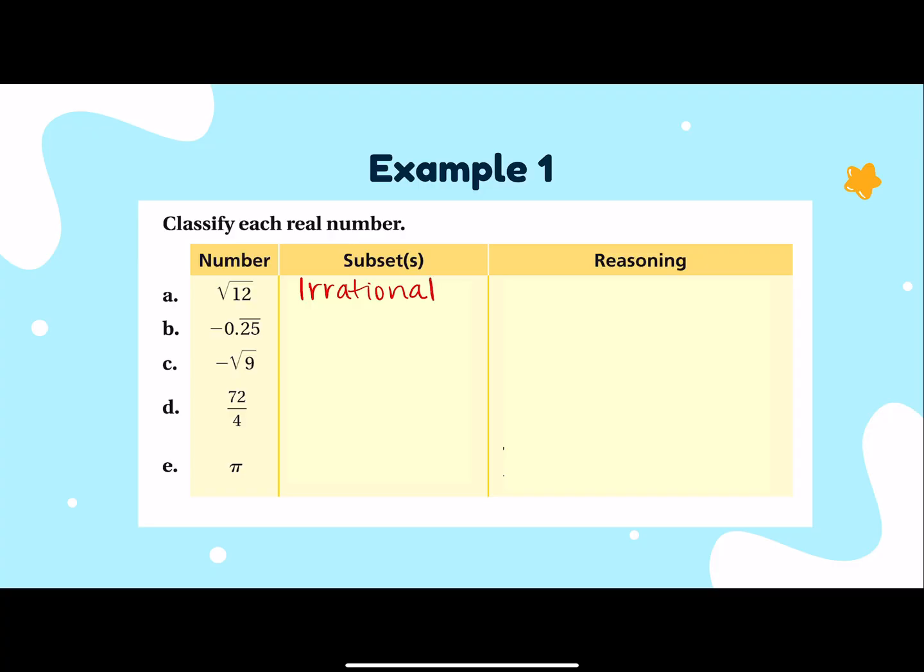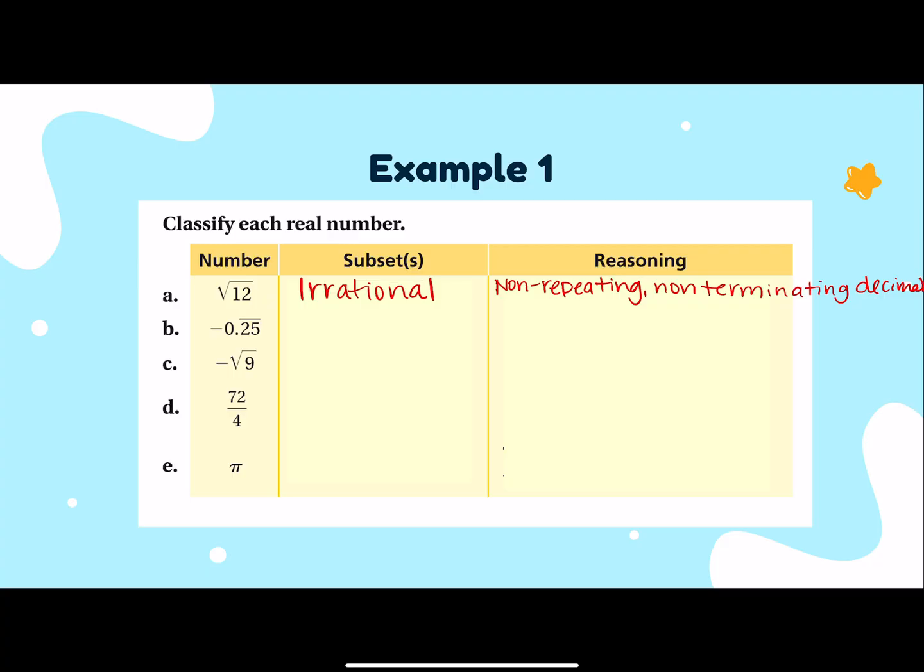Why? Because it is a non-repeating, non-terminating decimal. And it cannot be written as a fraction. That was our definition of irrational.